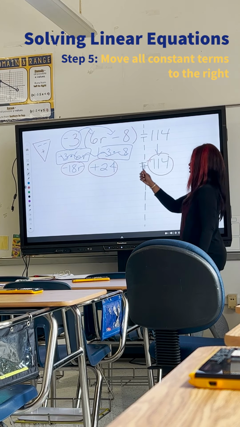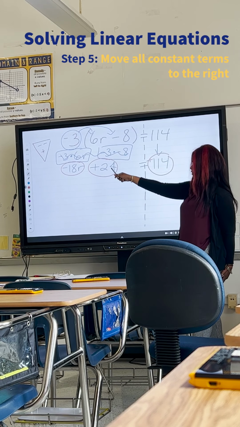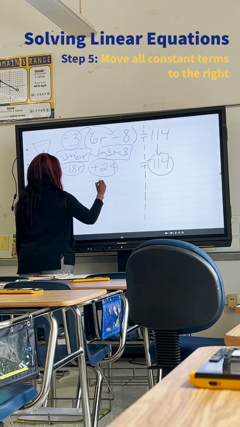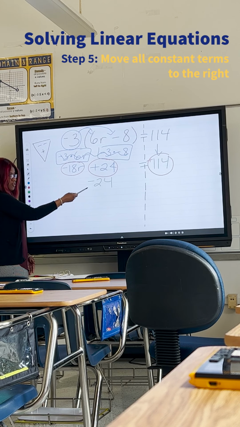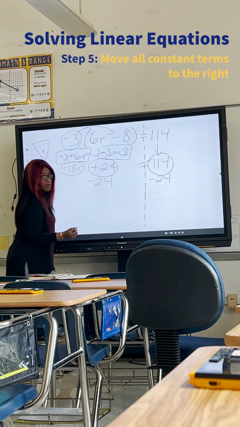So to move positive 24, I have to do the inverse, and what is the inverse of positive 24? Negative 24. So I'm going to do minus 24 here to get rid of this. Whatever I do on one side, I have to do on the other side. So immediately I'm going to do minus 24 there, okay?